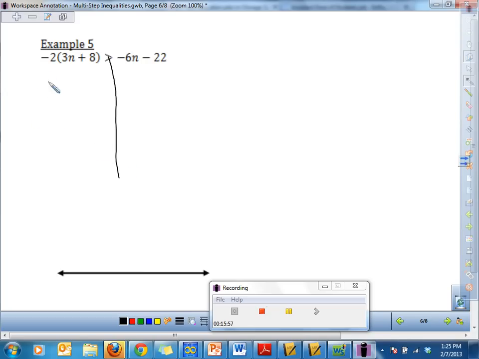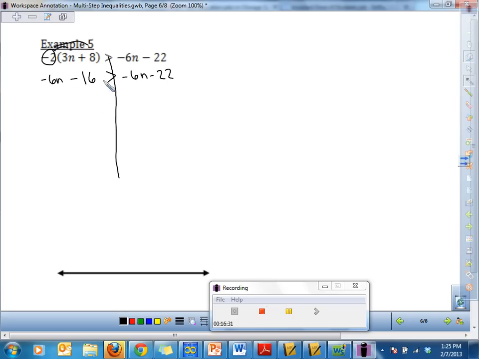So, I know I need to simplify both sides. I see on the left-hand side I need to use some distributing. So I'm going to distribute my negative 2. Negative 2 times 3n gives me a negative 6n. Negative 2 times a positive 8 gives me a negative 16. I have my inequality sign, and I'm going to bring down my negative 6n minus 22.